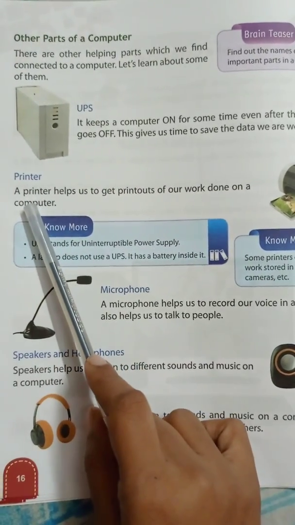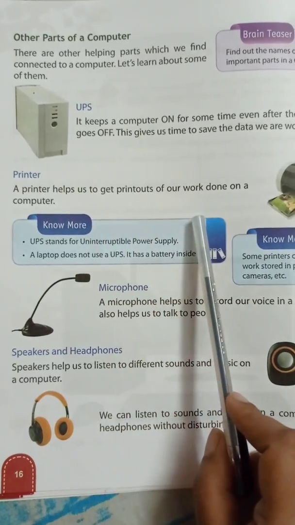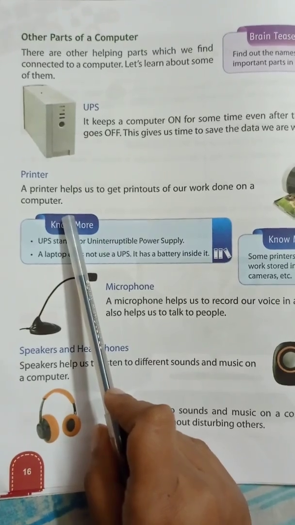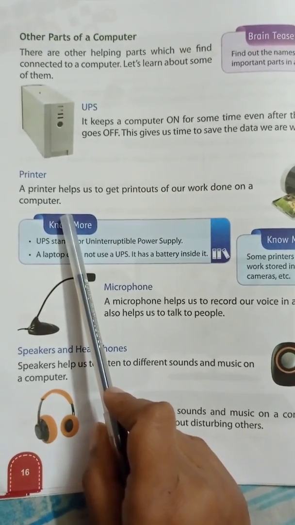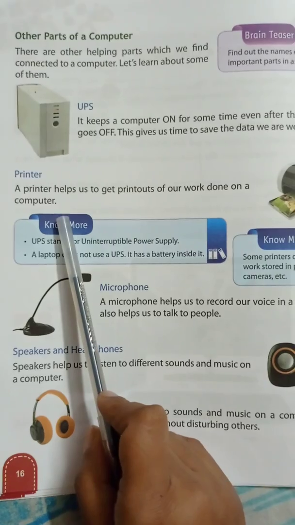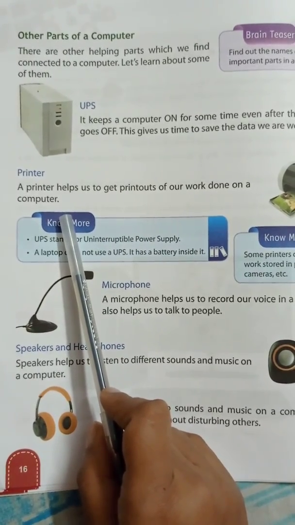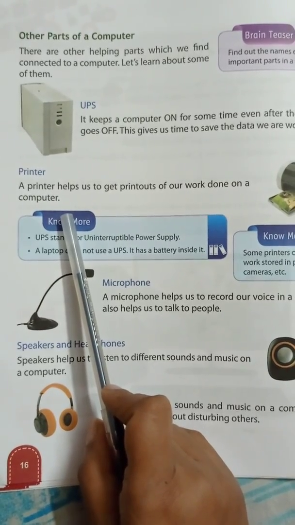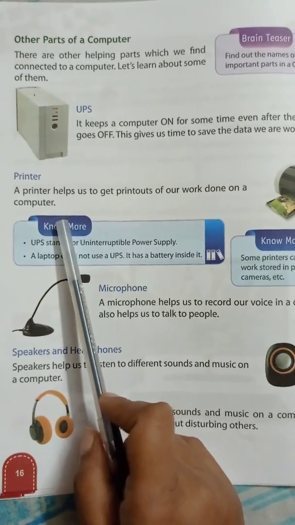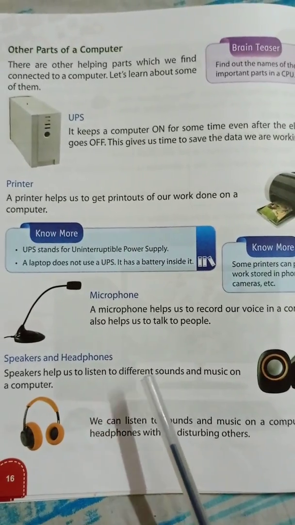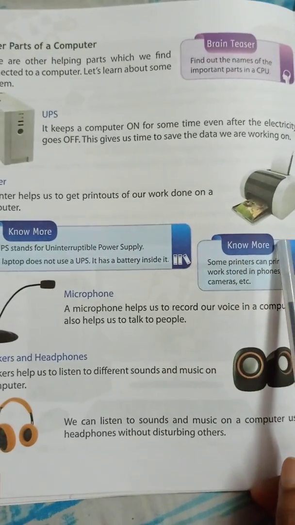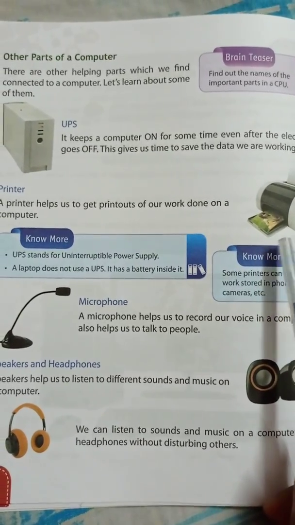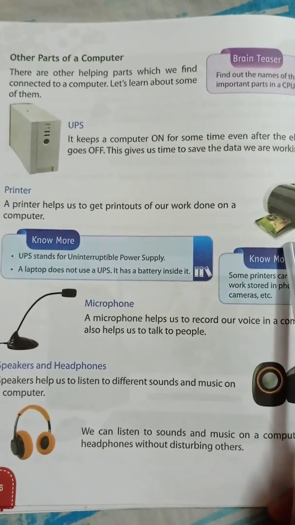So next is the printer. A printer helps us to get the printouts of our work done on a computer. A printer definitely helps us when you get your worksheets on the WhatsApp group. Many of you go to a cyber cafe and take out printouts of those worksheets, and you can easily fill them up. So you know that with the help of a printer you can easily get the printout of our work done on a computer.